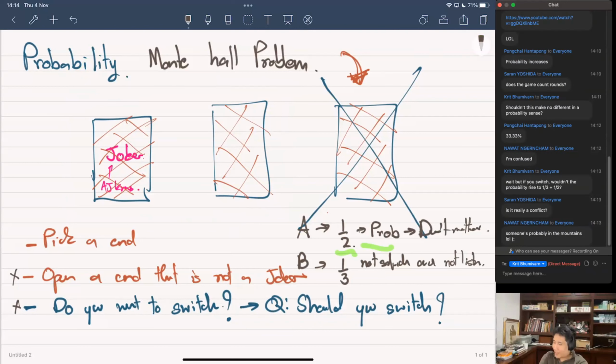The other argument says the following: okay, if I pick this and I never listen to all the questions that you ask or all the actions that you do, the probability that I'm going to be right is 1/3. Think about this. A says there's a probability of a half that you're going to get the correct card. B says there's a probability of 1/3 that you're going to get the correct card if you never change. Which one is right?